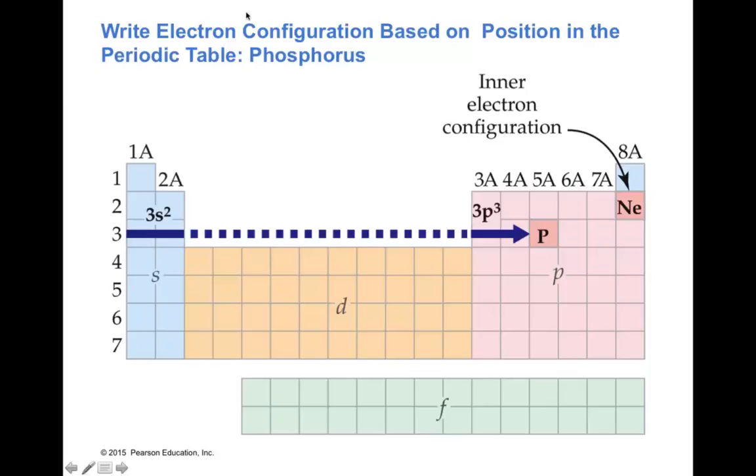So let's write the electron configuration based on the position in the periodic table for phosphorus. Okay, so here we have phosphorus, and phosphorus is in period number 3. Also, before phosphorus we have neon. So this is the inner electron configuration, neon. We can use that configuration first. And then we are at period 3, so it's going to be 3s2 because we have 3s2 here. And then the next ones are going to be 3p1, 3p2, 3p3. And that's the configuration.